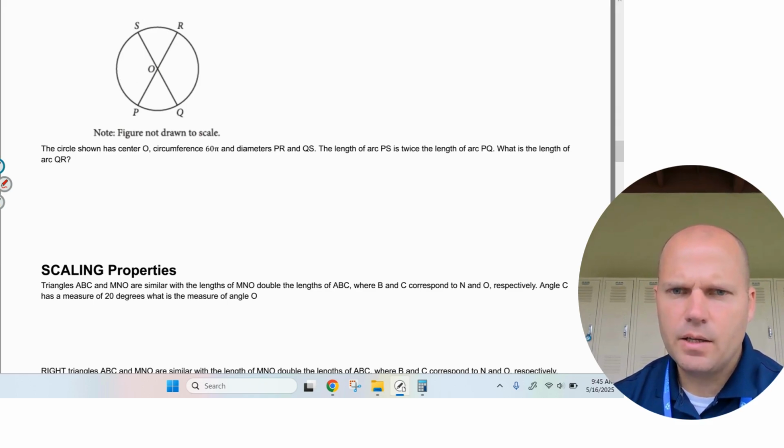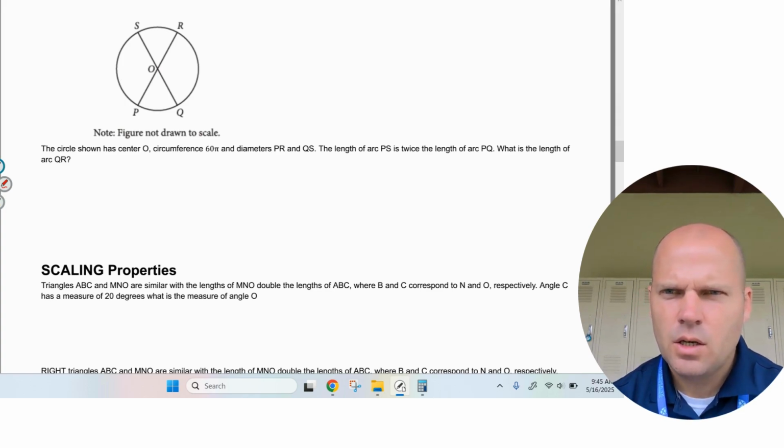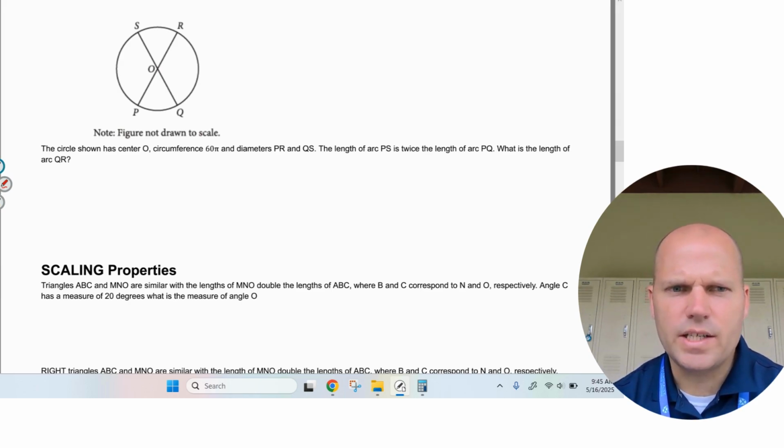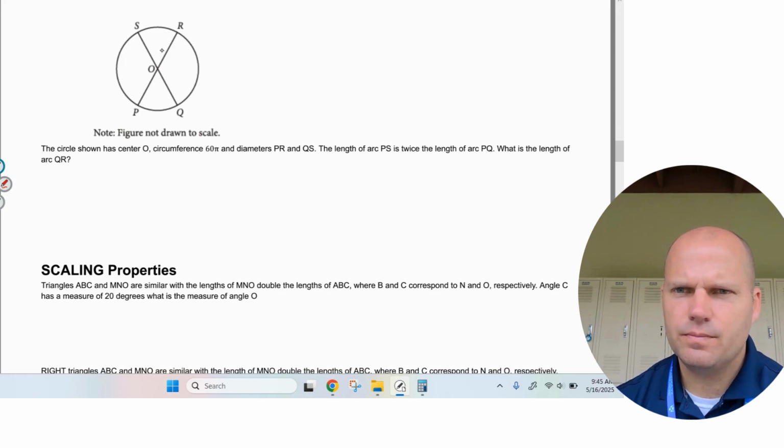Circumference is 60 pi. Diameter is PRQS. The length of PS is twice the length of arc PQ. What is the length of QR?